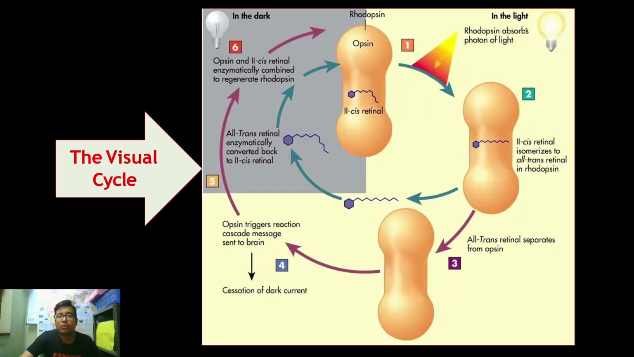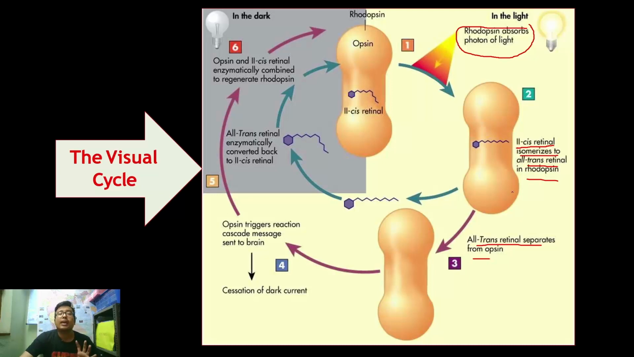Light. So rhodopsin absorbs the photon of the light, right? This is the exact same thing but in a different illustration to make you understand better. So 11-cis retinal isomerizes to all-trans retinal in rhodopsin. Clear? No doubt about it. Next, what happened? All-trans retinal separates from opsin.